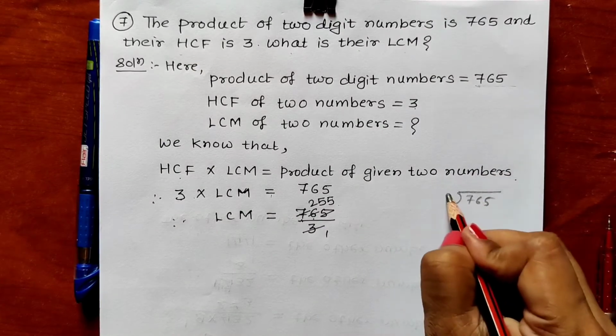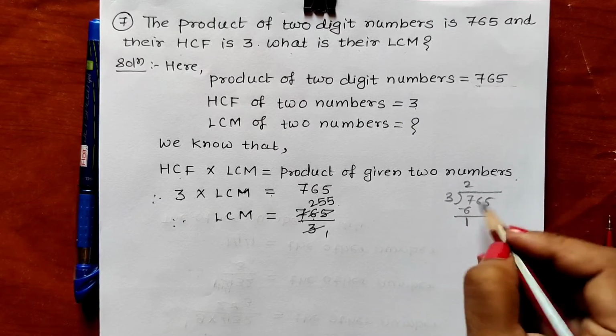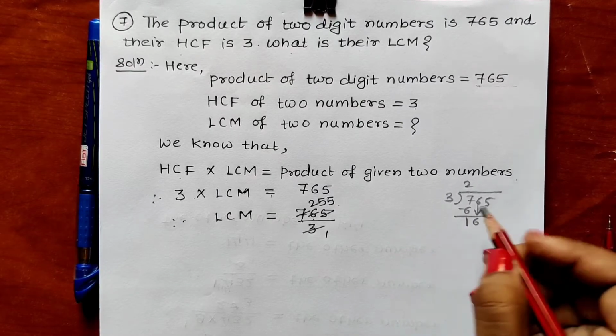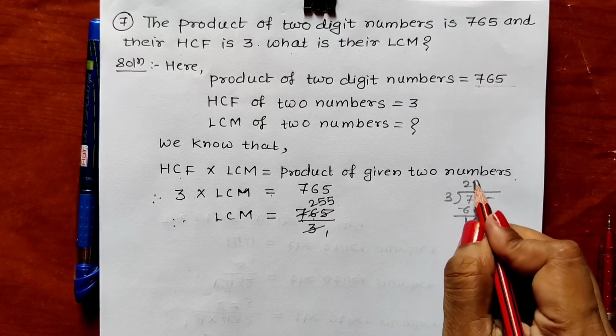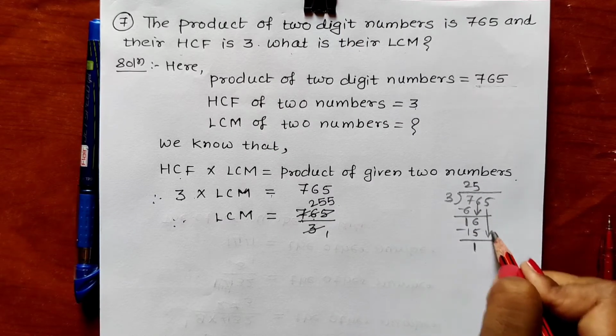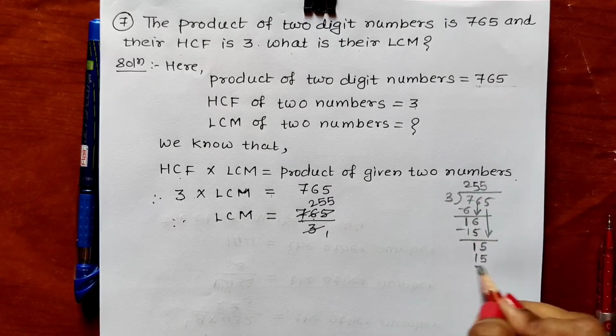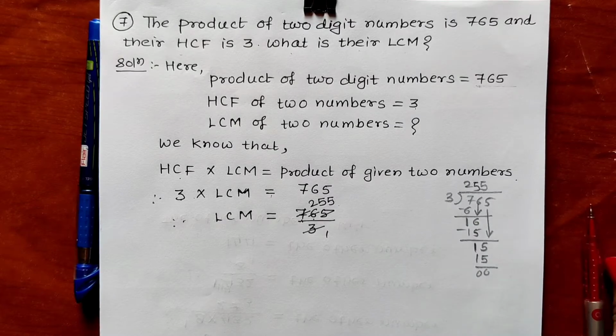765 divided by 3 like this. Then 3 2s are 6. 7 minus 6, 1 remaining. This 6 we can put down. So we get 3 5s are 15. Again 16 minus 15, 1 remaining. This 5 we have to put down. So it will become 3 5s are 15. In this way quotient we get 255.